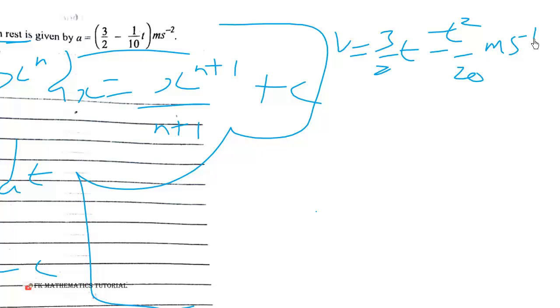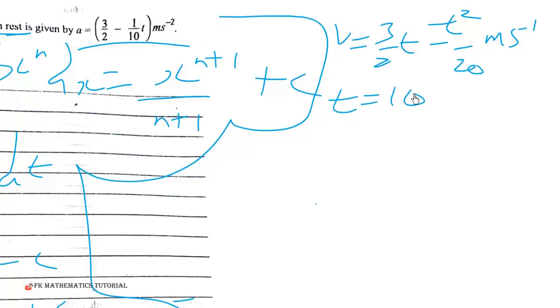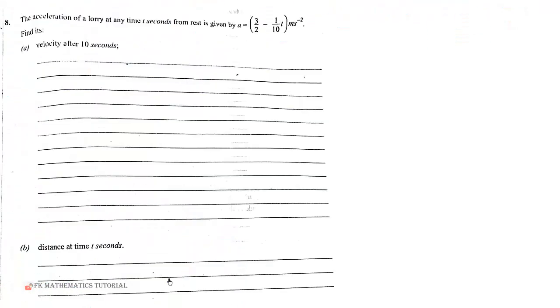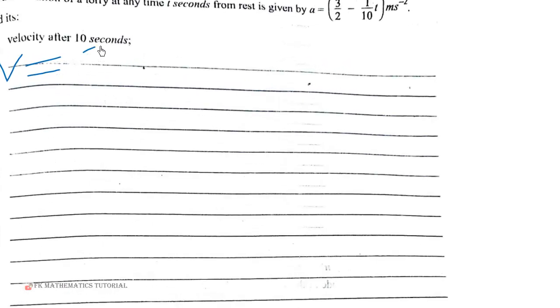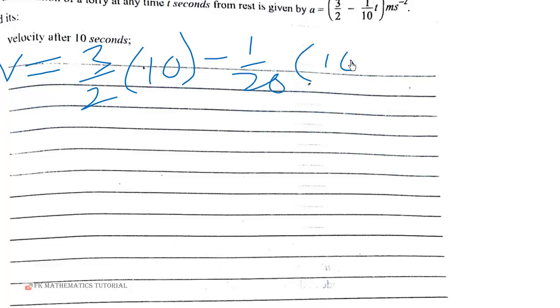Now we have to substitute t = 10. So after 10 seconds, the velocity should be equal to 3/2 times 10, minus 1/20 times 10 squared. This will give us 15 minus 5, and that will give us 10 meters per second.